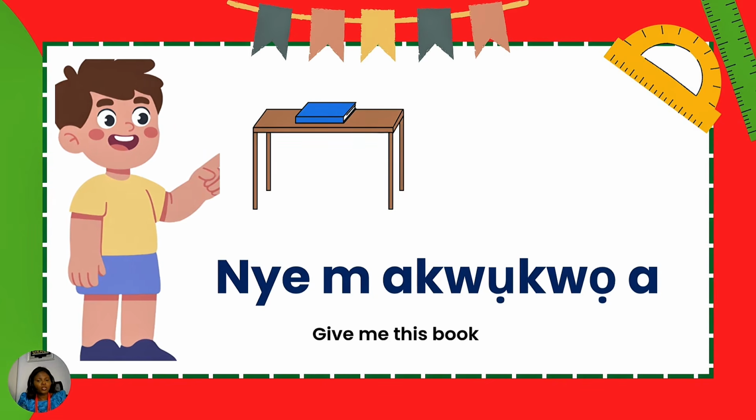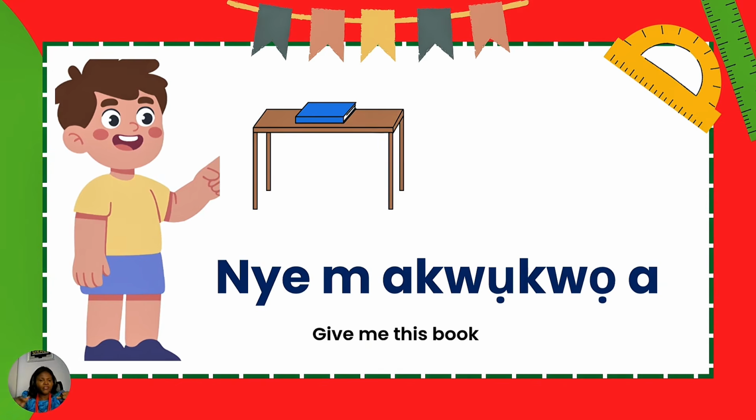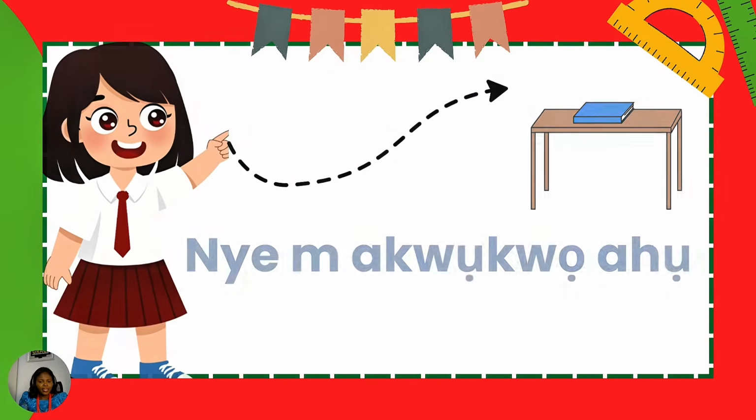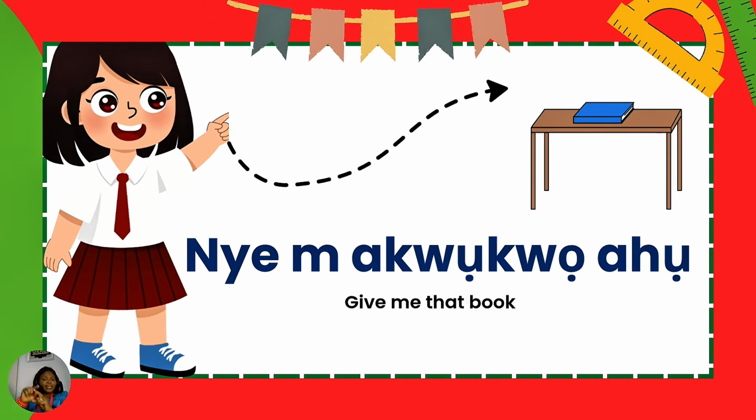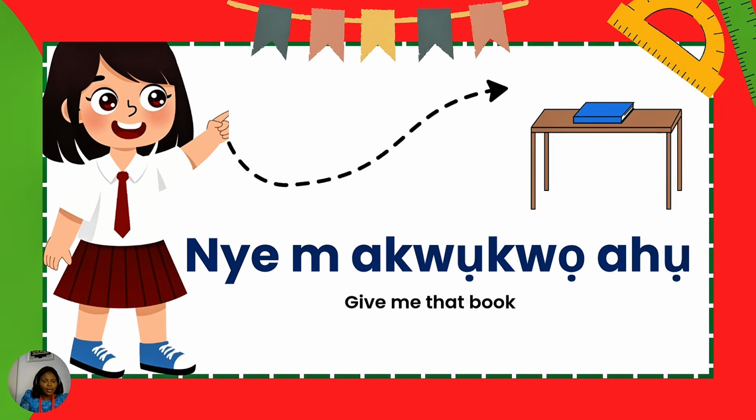Now, in an instance when I want someone to give me something, like give me this particular thing, I'm trying to refer to something in particular. I say, nye akwụkwọ. Give me this book. Say with me, nye akwụkwọ. Give me this book. Now, if it is far away, in this case, I say, nye m akwụkwọ ahụ. Give me that book. Nye m akwụkwọ ahụ.